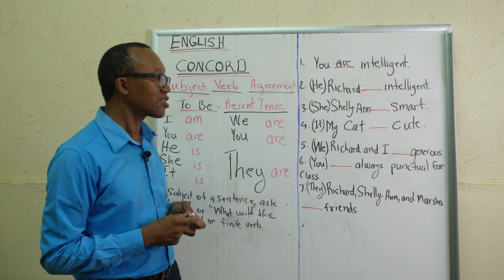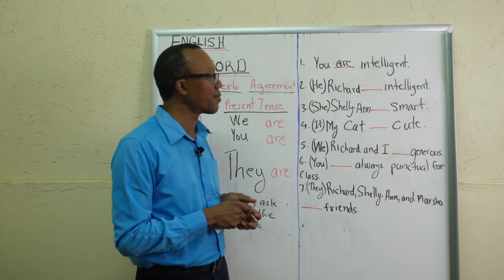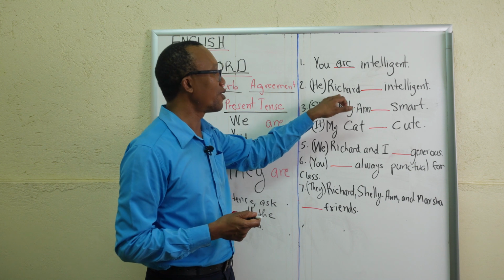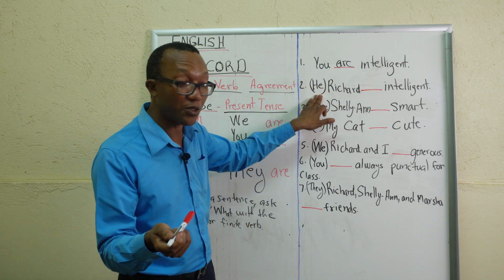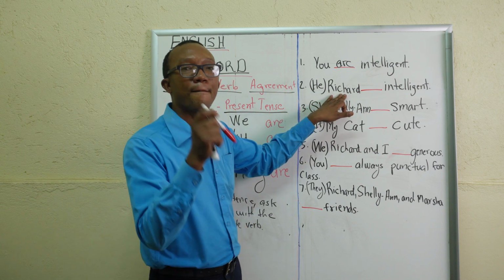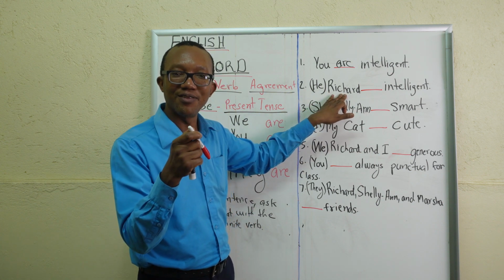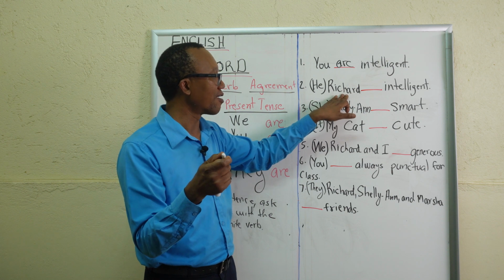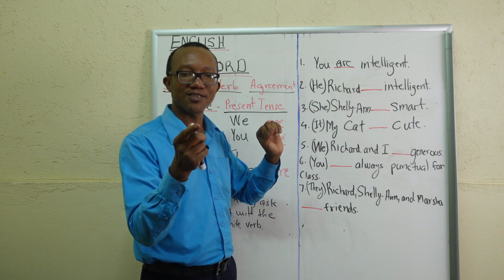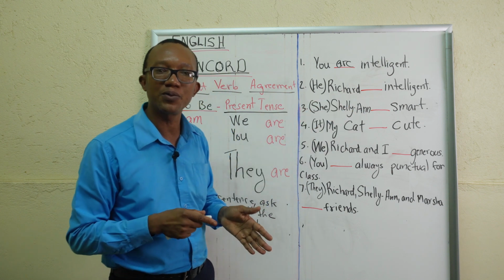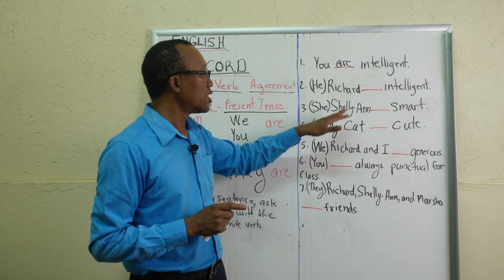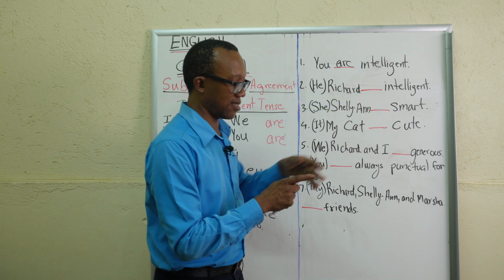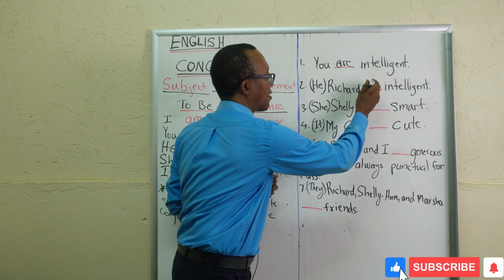But let's call some specific names now. Richard, which we substitute for he. So this is a pronoun, still a subject pronoun, but we now have a proper noun, right? Richard, right? Remember we did that lesson on common nouns and proper nouns? So please, you can go back to that video and watch it. So Richard is intelligent, right?